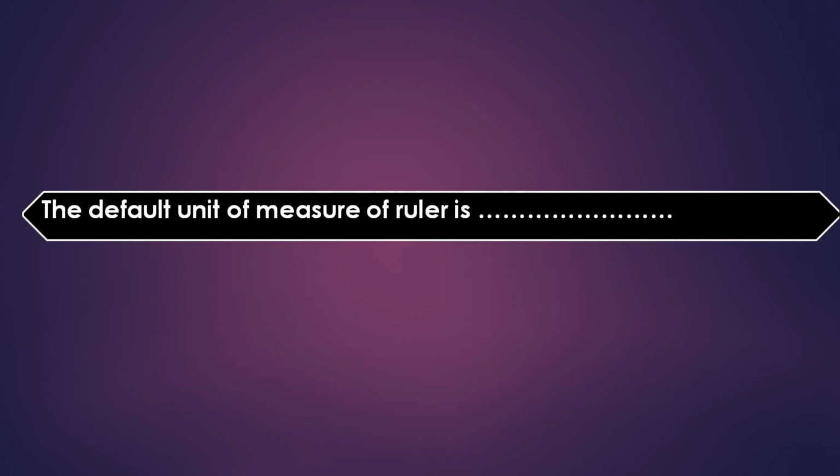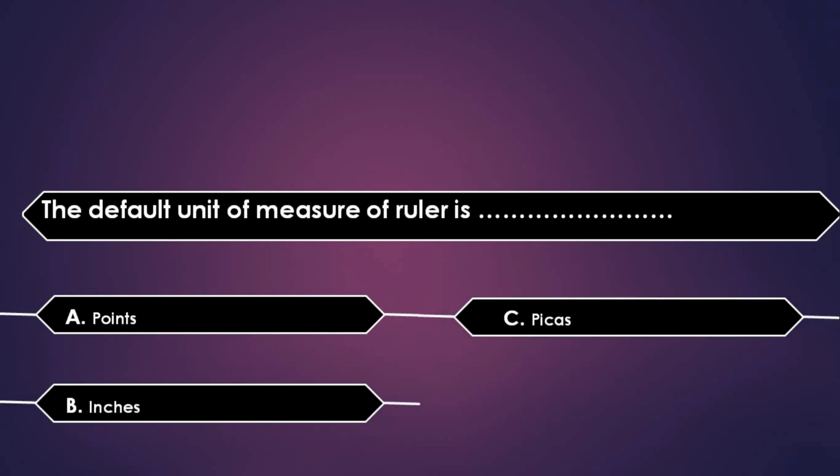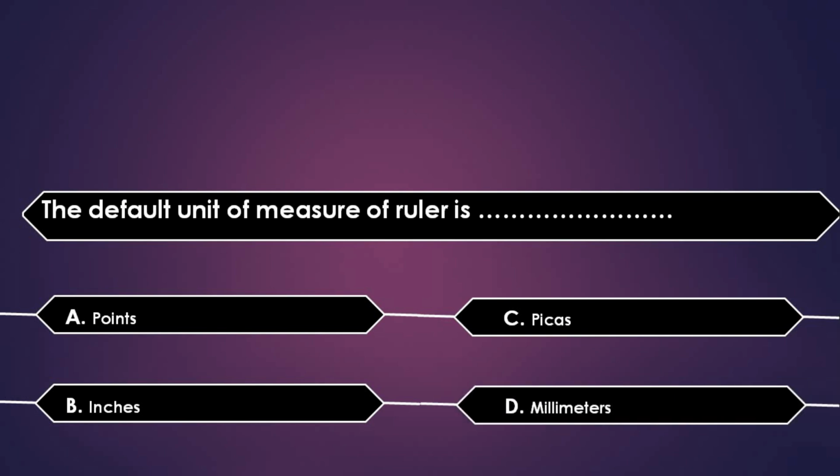The default unit of measure of ruler is dash. A. Points, B. Inches, C. Picas, D. Millimeters. The right answer is picas. The unit of measure of ruler is picas by default.